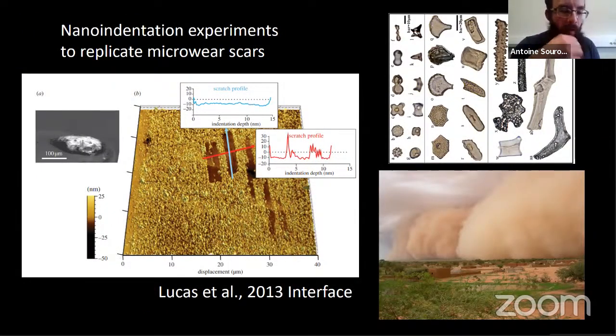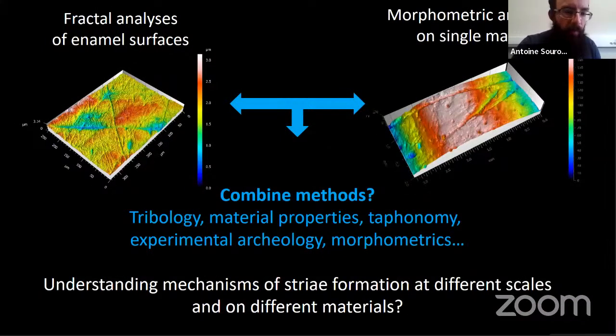Coming back to the microwear, in fact, people are doing some kind of similar experiments with microwear, trying to replicate microwear using some nano indentation experiments and looking at the shape of the different profiles to understand which particles are really responsible for the microwear. Is it the phytolith or is it the grit that is located at the surface of the plants? So I would really like in the future maybe to try to combine this kind of methods.